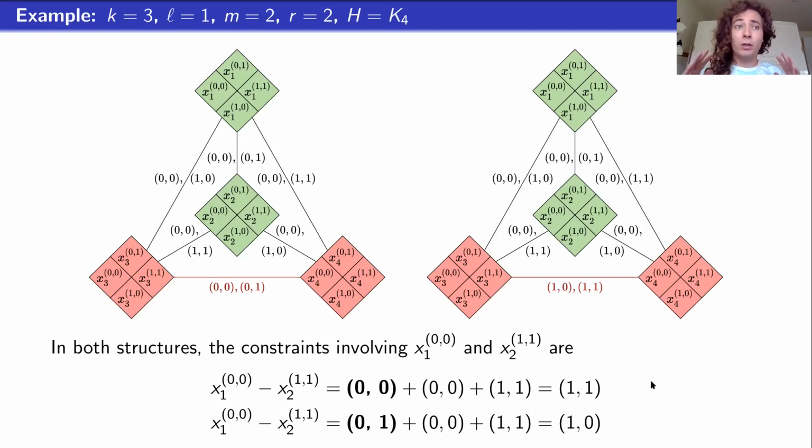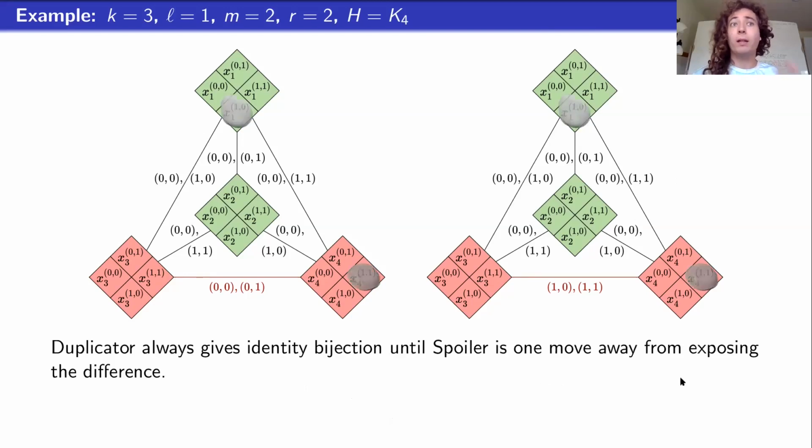Here, these two structures are going to be C3 equivalent. So how do we show that? Let's say we're playing the 3-pebble bijective game. At the beginning, duplicator will keep giving an identity bijection between the two structures until we get to a point where we have a pebble on one of the ends of this red edge where the two structures differ, because I have different subspaces here. Here I have 0,0 and 0,1. Here I have 1,0 and 1,1. If I give the identity bijection again, and then spoiler puts the pebbles down on this bottom left vertex, the x3 ones anywhere, because these subspaces are different, the constraints are going to be different, so duplicator will lose.